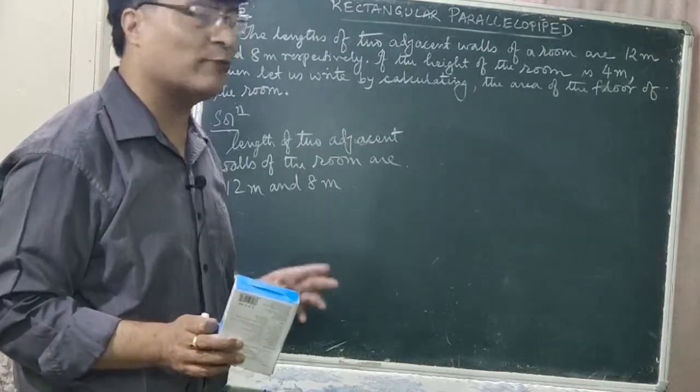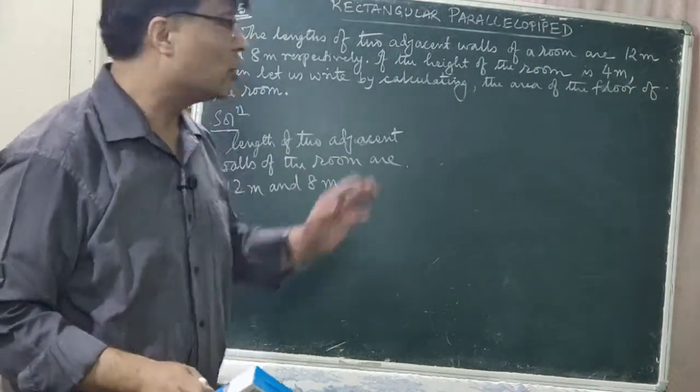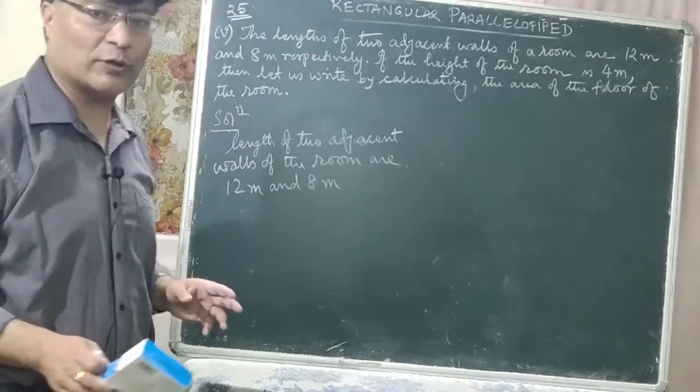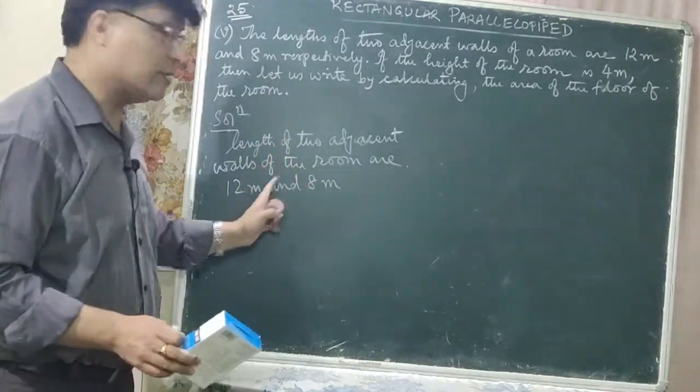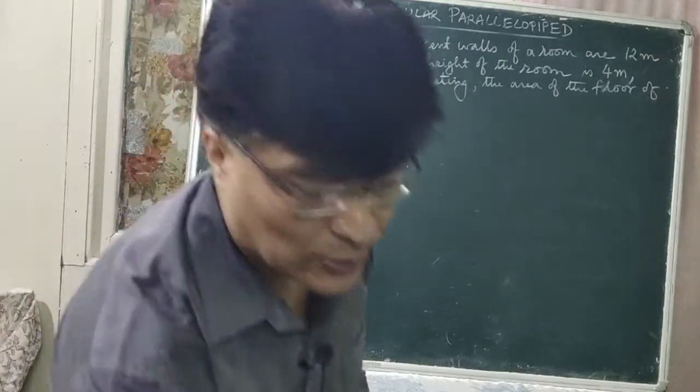So height of the room is 4 meter. That is not used in this case. Just you have to find out the area of the floor of the room, which is equal to 12 into 8. Okay? So let us write here.